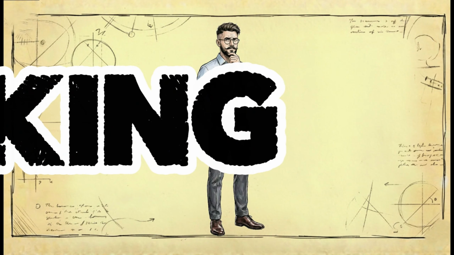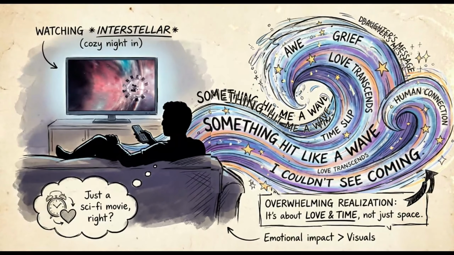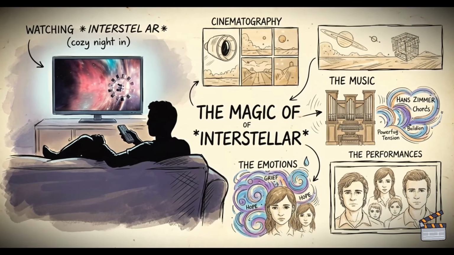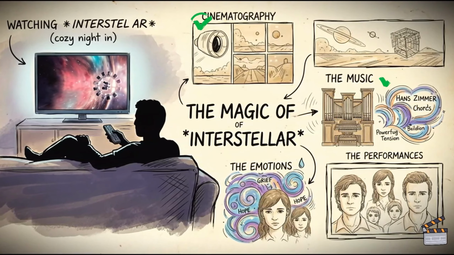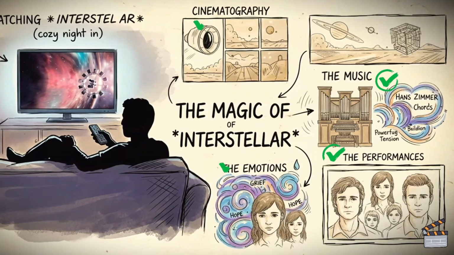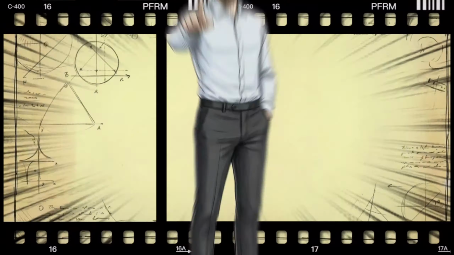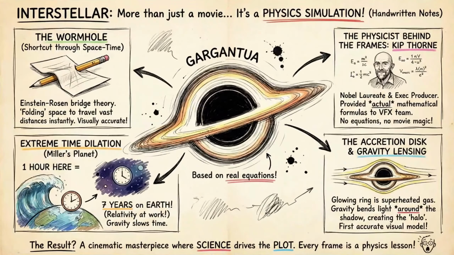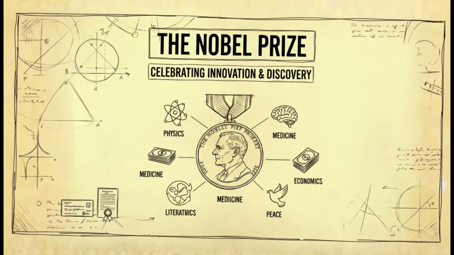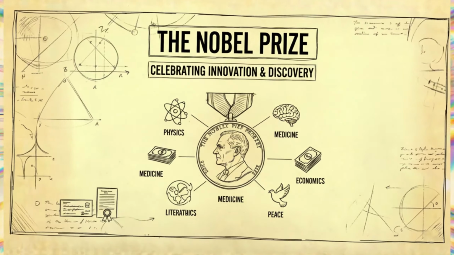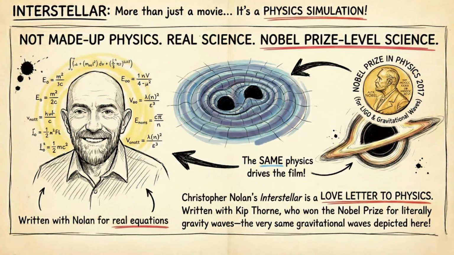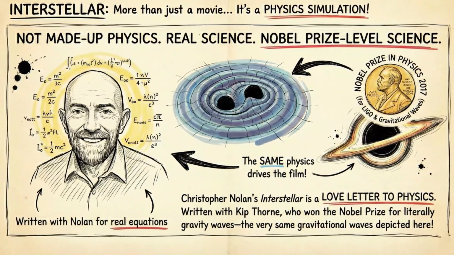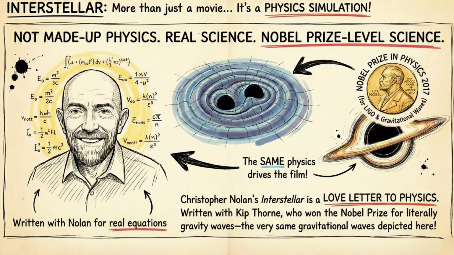I was rewatching Interstellar for probably the 20th time, and something hit me like a wave I couldn't see coming. We spend so much time marveling at the cinematography, the music, the emotions, the performances, but what if I told you that every single frame is built on actual physics? Not made-up physics, not science fiction hand-waving, real equations, real science, Nobel Prize level science. Christopher Nolan's Interstellar isn't just the most scientifically accurate sci-fi film ever made. It's a love letter to physics itself.